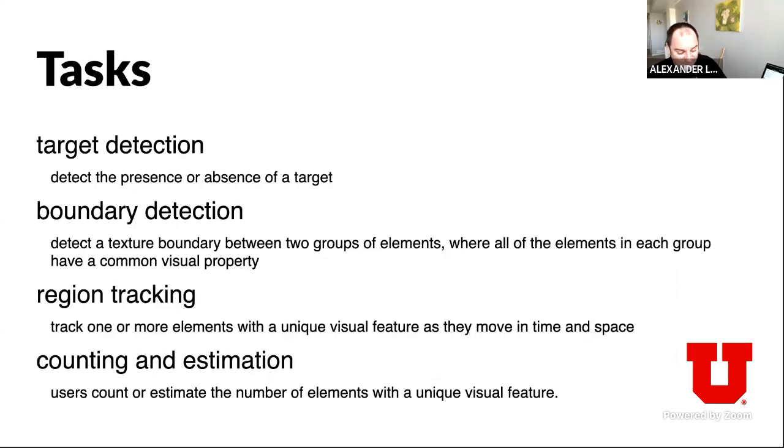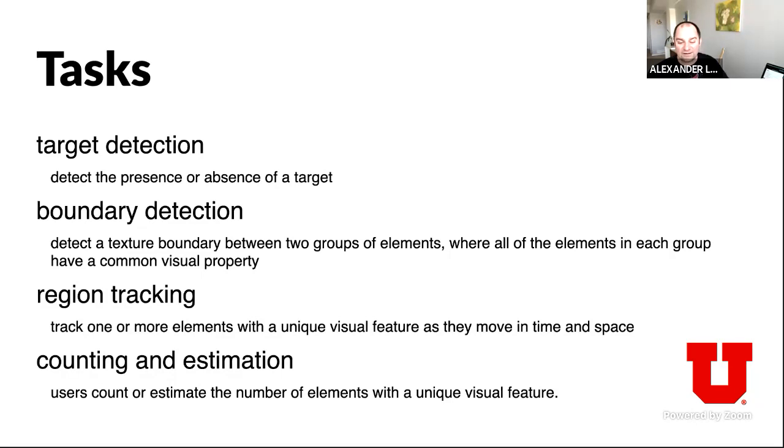And so first, why do we care? What are the kinds of tasks that you can do with that? First, you can do target detection. For example, is there a feature like that present or not? That's very easy to do. We can do boundary detection. For example, if we have all red features and all blue features, we can very quickly see where the boundary between the groups of the elements is.